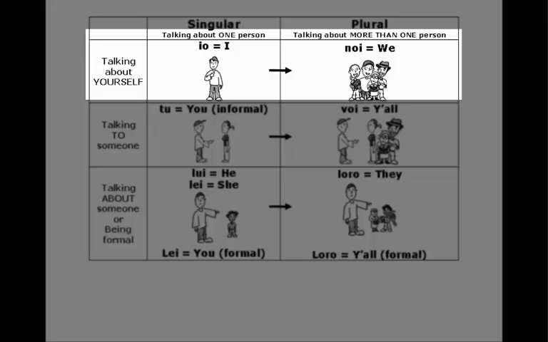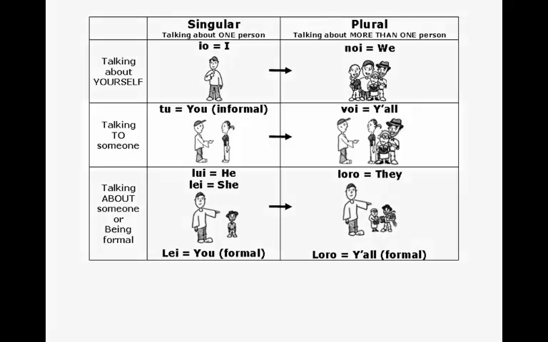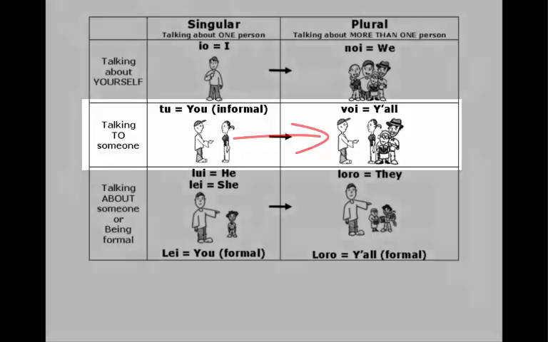Io is singular because it's just you. But if you're talking about yourself plus another person or a group of people, now you're in the plural side and you're in the noi form. So see, you're just moving straight across, depending on if you're talking about one person or more than one person. The middle row is when you're talking to someone. If you're talking to just one person, you use the tu form. But if you're talking to more than one person, you're going to use the voi form, which means you all, or we shorten to y'all.